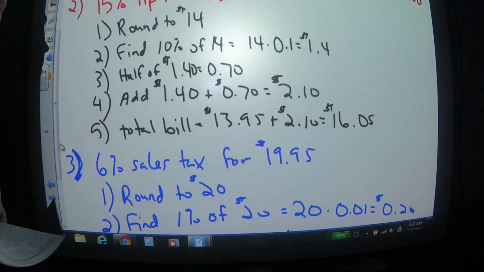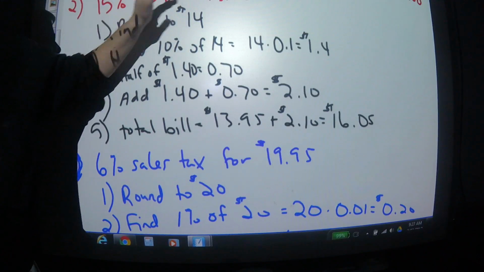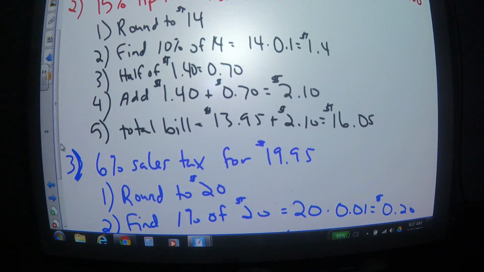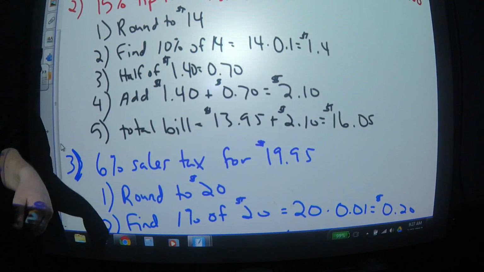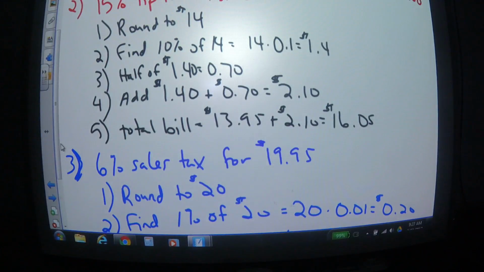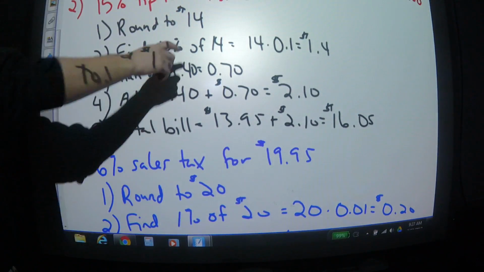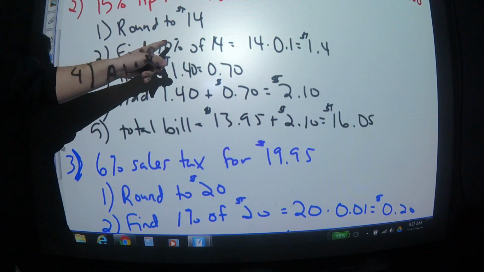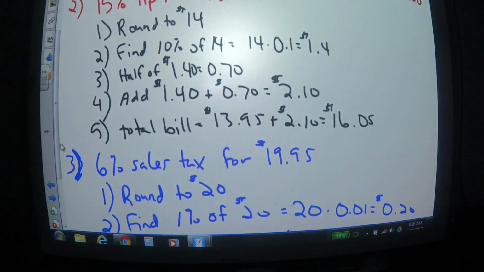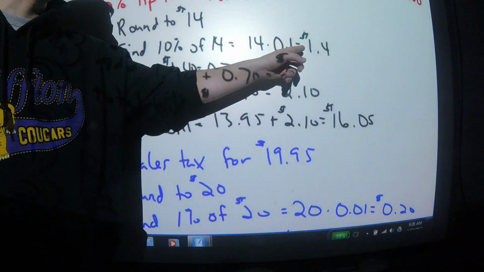Looking at number 2, tips. I'm wanting to add 15% to $13.95 because I want to leave a 15% tip, which means if you're leaving a tip, you're paying more than what the price is, okay? So you're adding to it. So the easiest way is to round $13.95 to $14. Then you're going to find 10% of $14. I know that we want to find 15%, but follow me. We're going to find 10% of $14, which is $1.40.